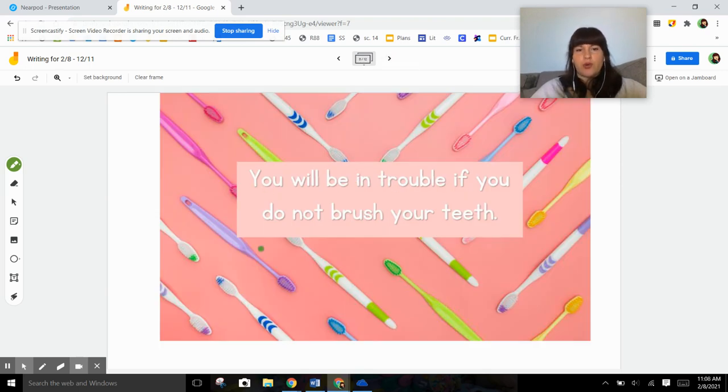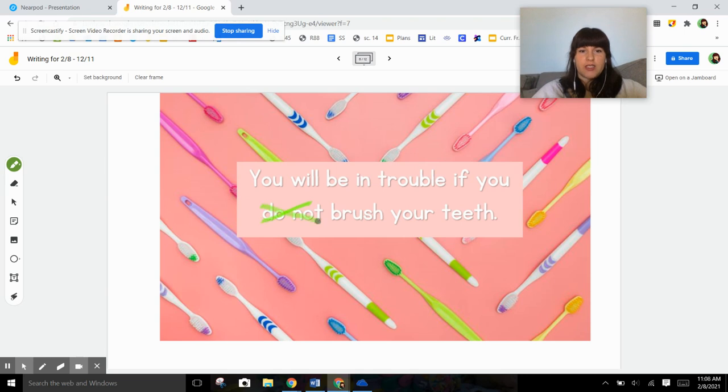You will be in trouble if you do not brush your teeth. So maybe if your dentist is talking to you, somebody who's a professional at their job, they would say, you will be in trouble if you do not brush your teeth. But if it's your mom or your sister talking to you, you will be in trouble if you don't brush your teeth, is what they'll say.